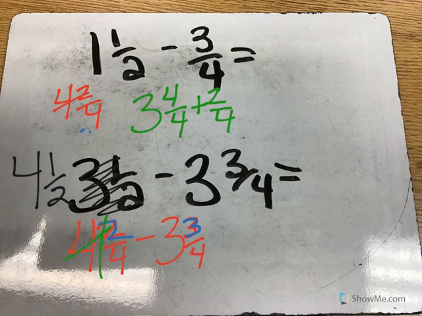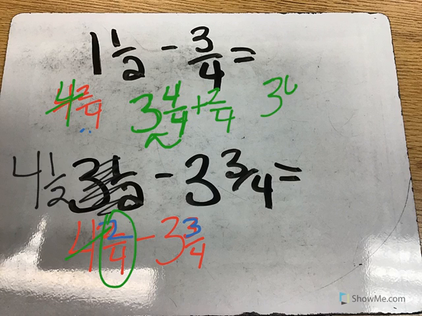Where did I get the 2/4? Right here. Where did I get the 4 over 4? Well, I borrowed from the 4. When I borrowed from the 4, this became 3. How do I write 1 as a fraction? 4 over 4, because 4 divided by 4 is 1. If I added that back, 1 plus 3 is 4. And then I have my two fractions, and that gives me 3 6/4 minus 3 3/4.